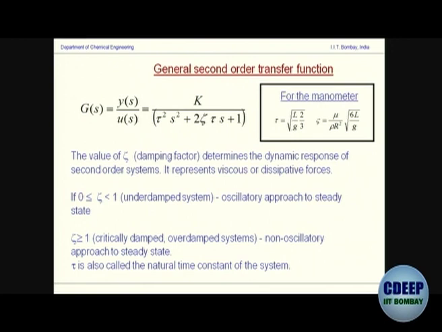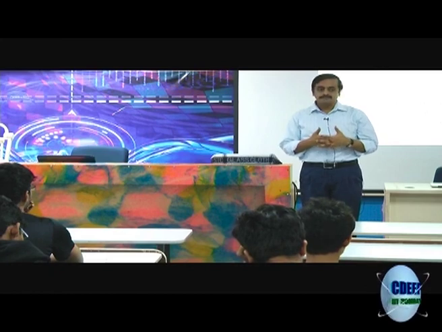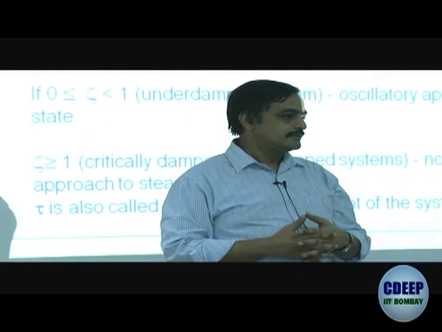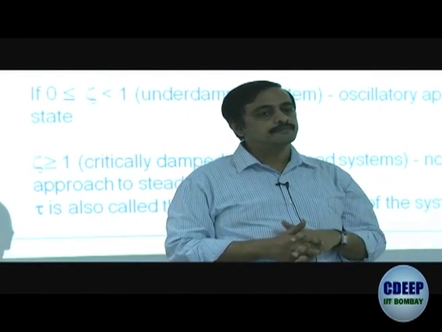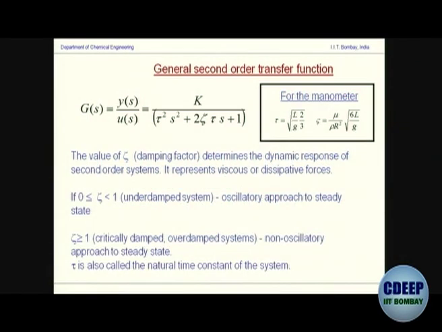Okay. So, if zeta is less than 1, it is a special case of a second order system, typically called an underdamped system. An underdamped system is the one that will show a relatively high oscillatory behavior in response to a stimulus. Underdamped happens when zeta is less than 1. If zeta is equal to 1, it becomes critically damped. If zeta is greater than 1, it becomes overdamped. If it is critically damped or overdamped, there is a non-oscillatory response to the steady state. In an underdamped system, there is an oscillatory response to the steady state.